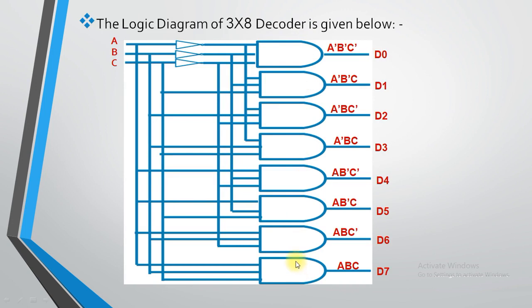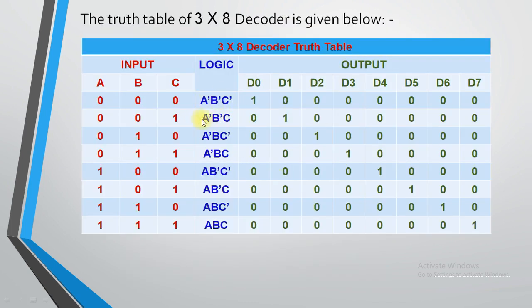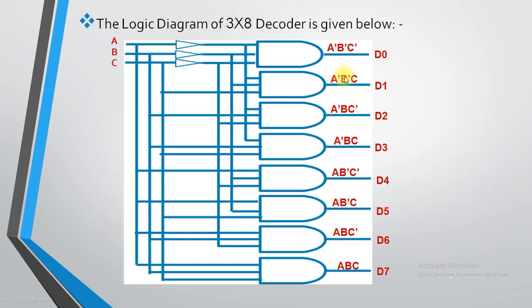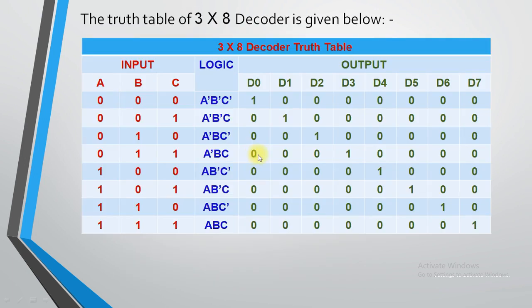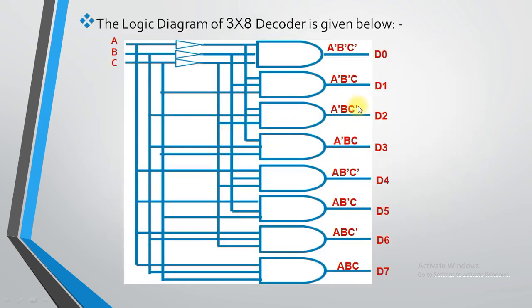Now what is our next requirement? We need to write D0 to D7. Then all the possible combinations you need to write, like A dash, B dash, C dash, that is the logic for the first. Then the second logic is A dash, B dash, C. So A dash, B dash, C. Then the third logic is A dash, B, C dash. So A dash, B, C dash. In this way you need to write over here.